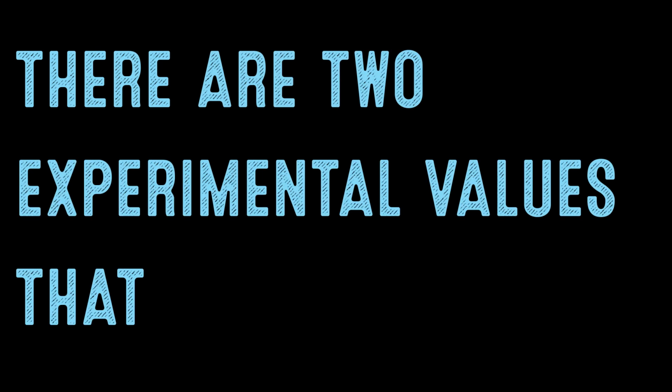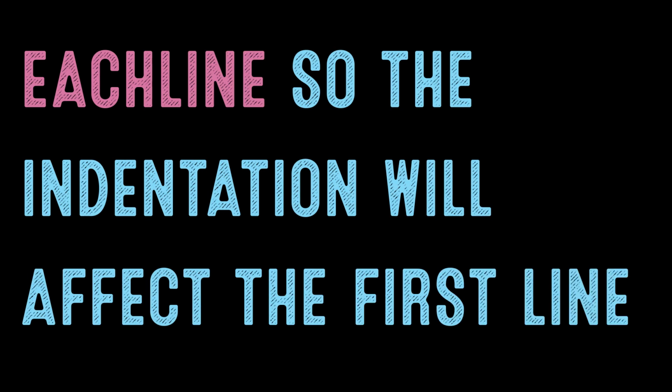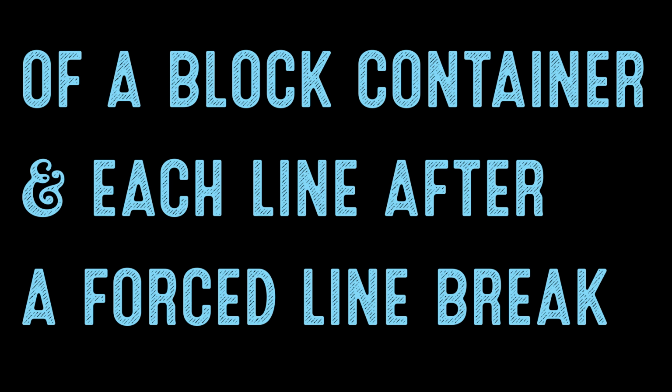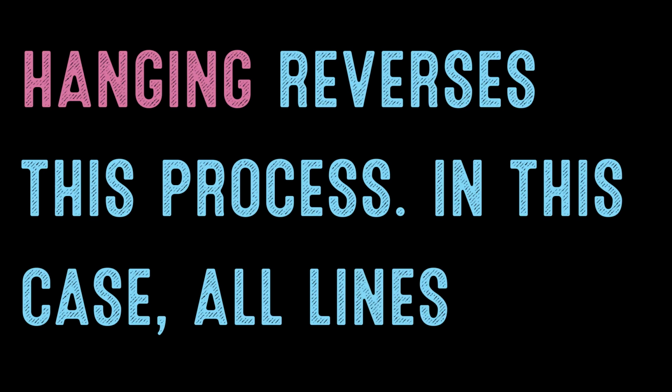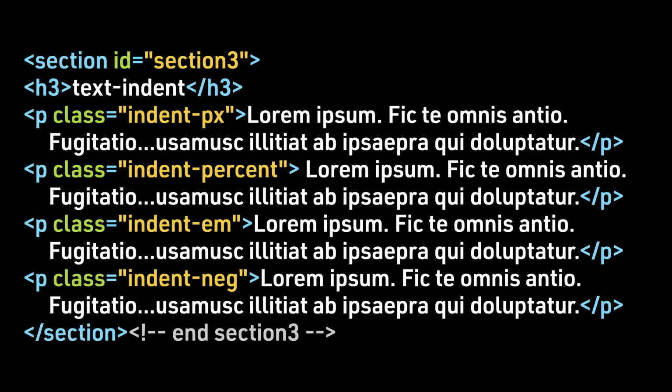There are two experimental values that will have inconsistent browser support. Each line: the indentation will affect the first line of a block container and each line after a forced line break. Hanging reverses this process. In this case, all lines except the first line are indented. Let's look at some examples.